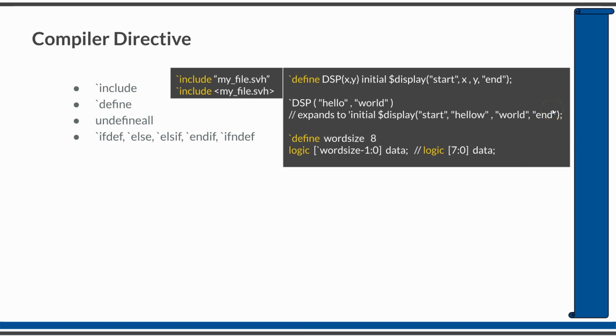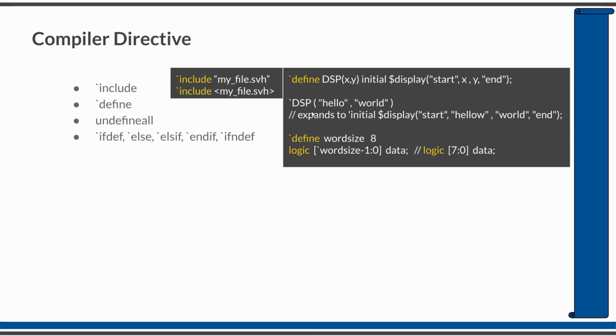So this is a use case of `define. Another use case would be if you're defining, say, a word size as 8 using `define, you can use that word size even in the size specification of an array, like logic [`WORD_SIZE-1:0] data, which will be equivalent to 8 minus 1 down to 0, so it will be equivalent to 7 down to 0 of data.